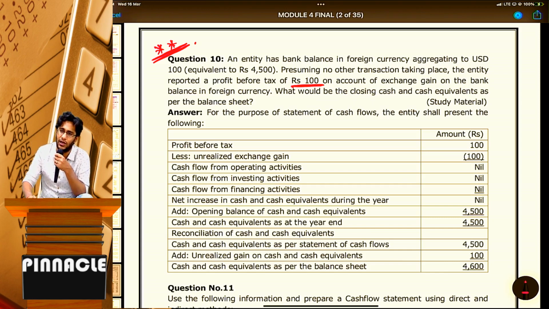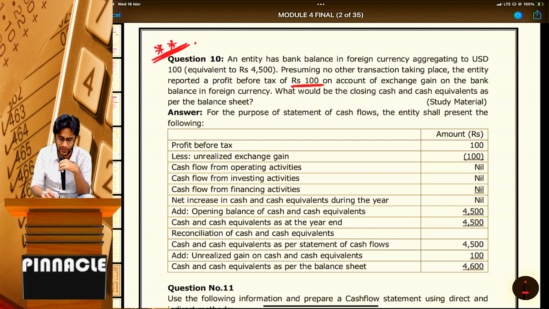Sir, why should this be the only item? If many other items are there, then the answer will be different. No. Even if 1,000 items are there, the answer will be the same. Only thing is, if only one item is there, you will be able to easily understand the impact of that. That's why they keep only one item. He is asking what would be the closing cash and cash equivalents as per balance sheet. As per balance sheet, the answer is 4,600.